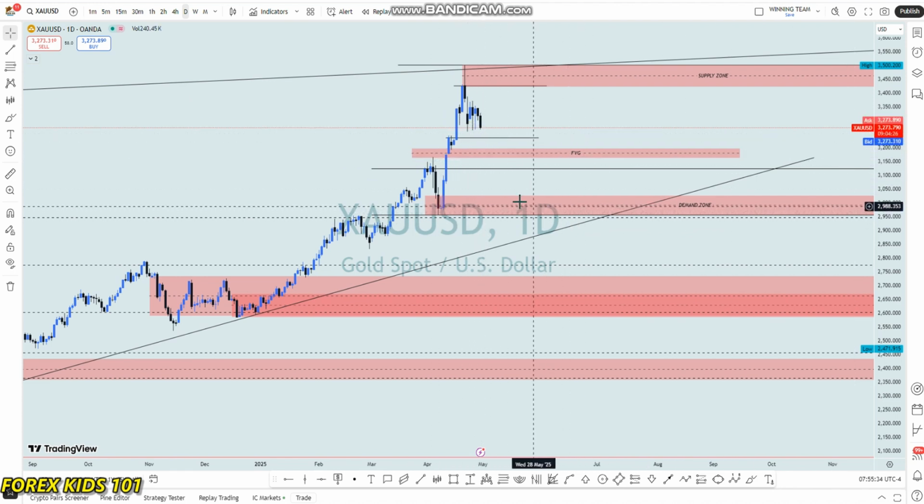So if we were to fall, we're going to be looking for anything around here at the demand, and then we look for a continuous move to the upside.